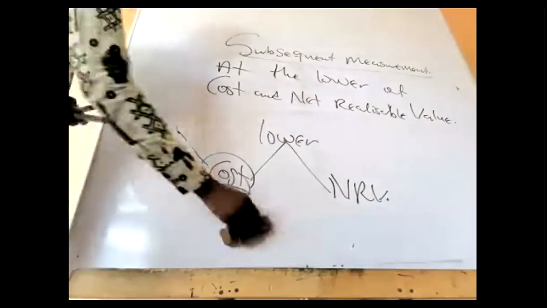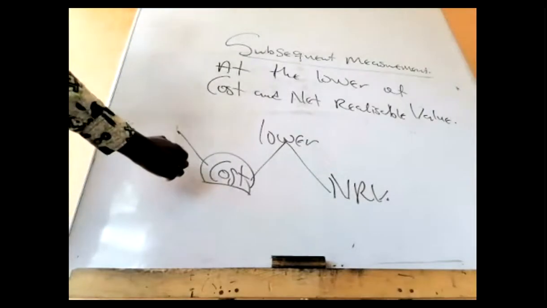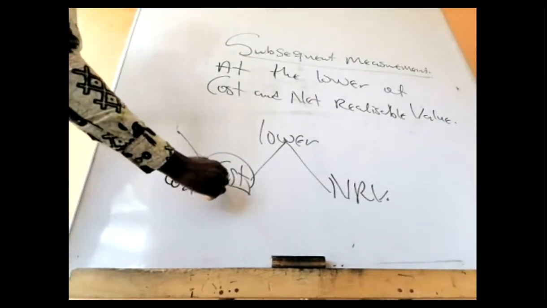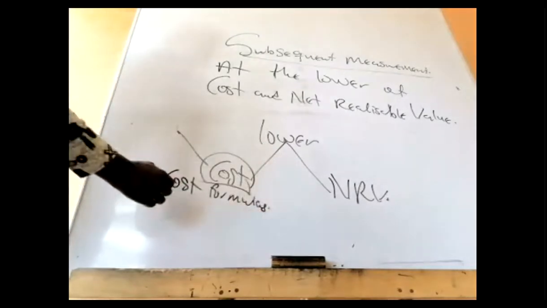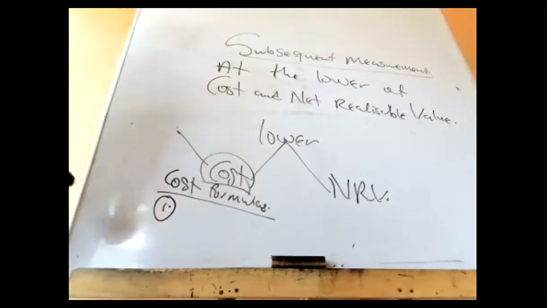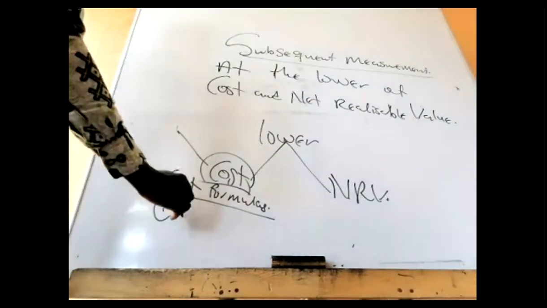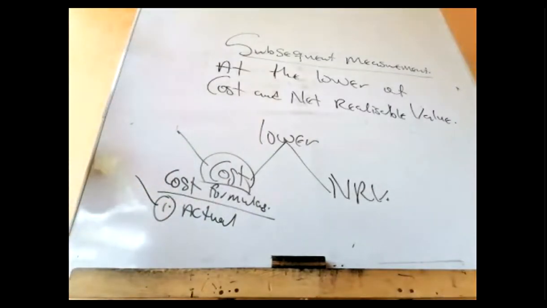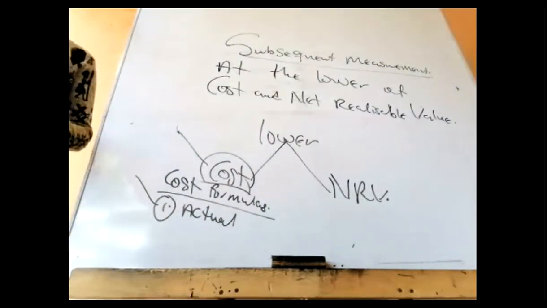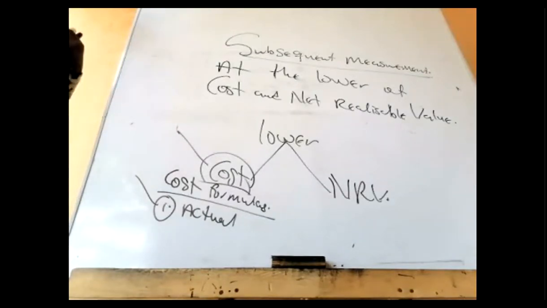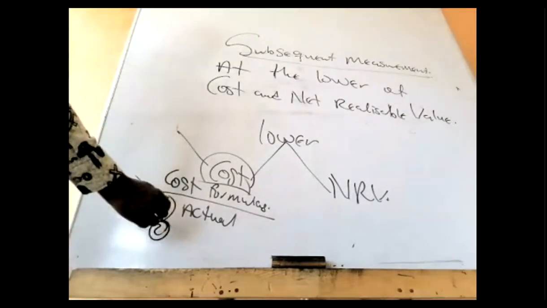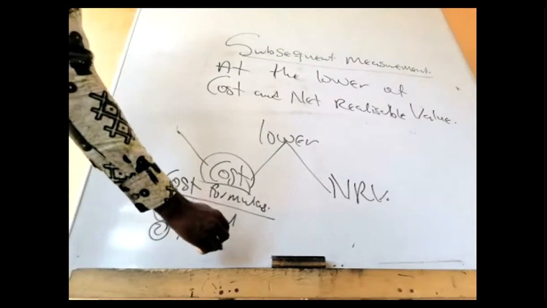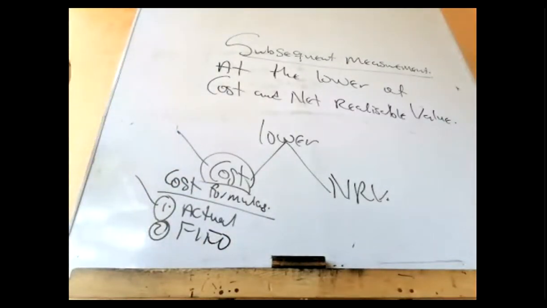So write them there. The cost formulas you can use: number one, you can use what you call the actual cost method. The actual cost is the one that we know at the initial stage, the cost where we combine the purchase cost, the conversion, and then the other costs. Then number two, you can use what you call FIFO, first in, first out.